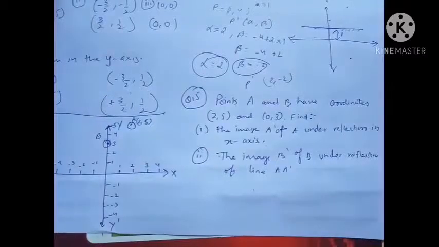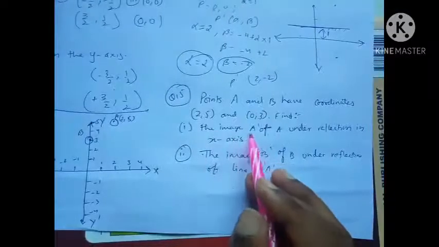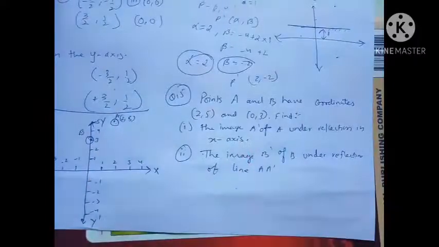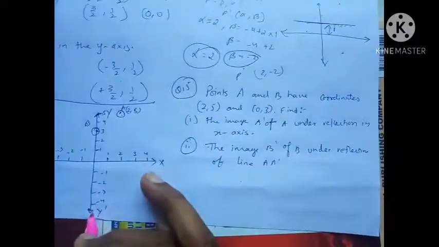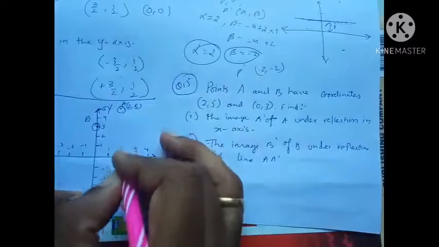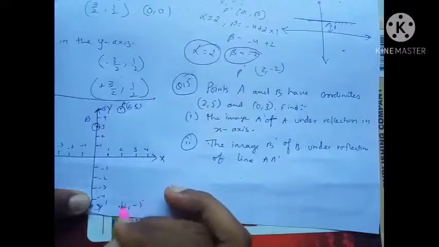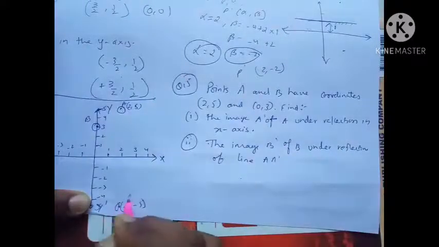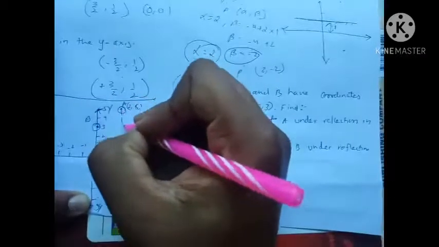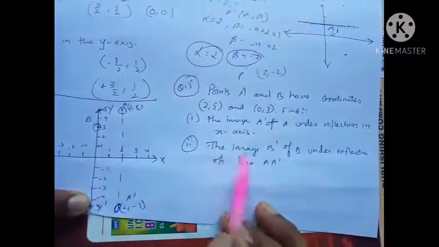Now what I have to do is find the image A dash of A under the reflection in the x-axis. Where is my reflection going to be? x is going to remain the same. Can you see x is going to be 2? So 2 comma minus 5. This is my reflection, this is going to be A dash. I can draw a dotted line on this, A and A dash.